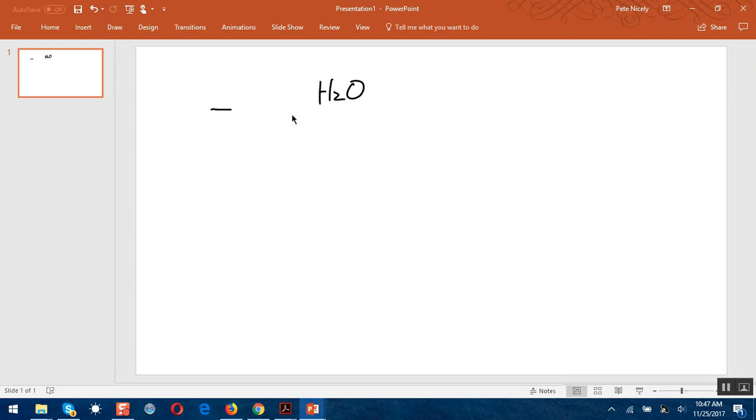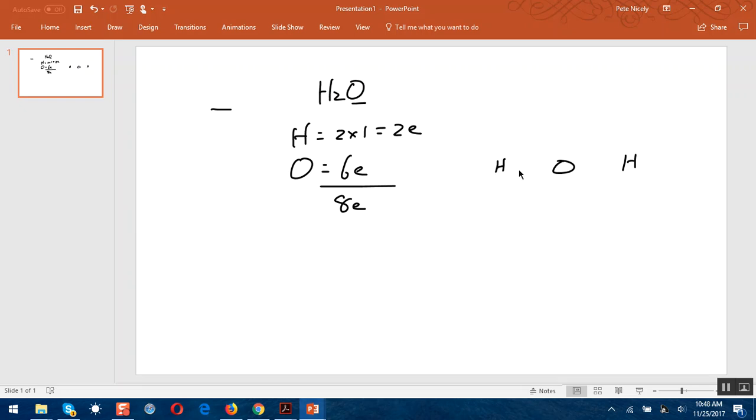In the case of water, for which the formula is H2O, the first thing I will do is count up the total number of valence electrons. For hydrogen, it is 2 times 1, so that's 2 electrons. For oxygen, if you go to the periodic table, you'll see that the group number of oxygen is 6, so that's 6 electrons. When you add these up, that gives a total of 8 electrons. The oxygen, being the single atom here, would go in the middle, surrounded by the 2 hydrogens. Then I would start to put in the bonding pairs. You have 8 electrons here, so I'll put 1 pair here, 1 pair here.